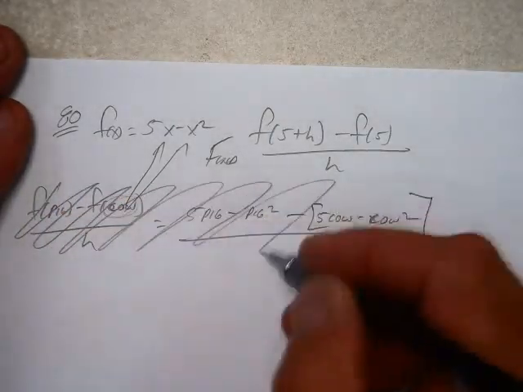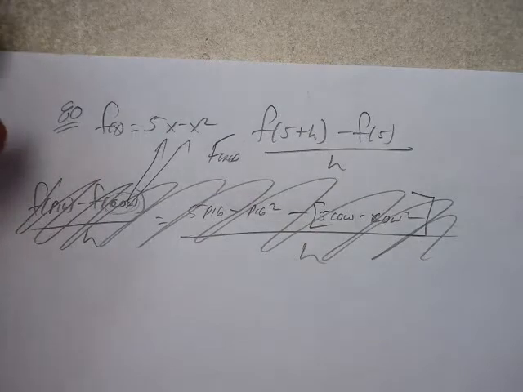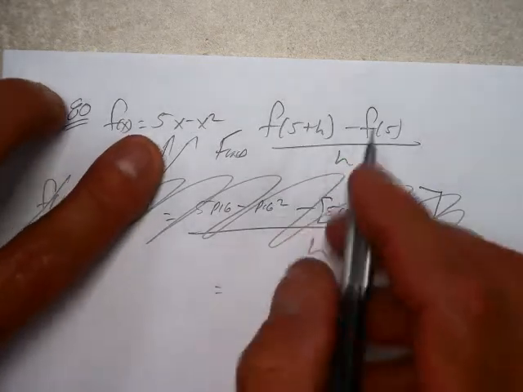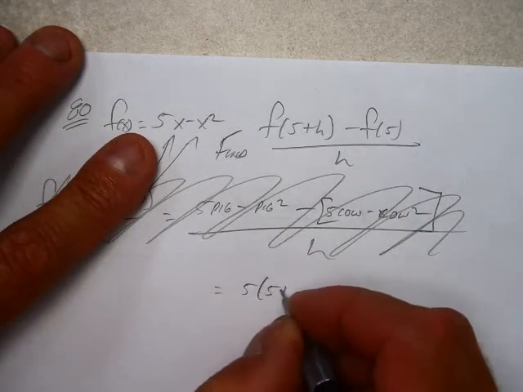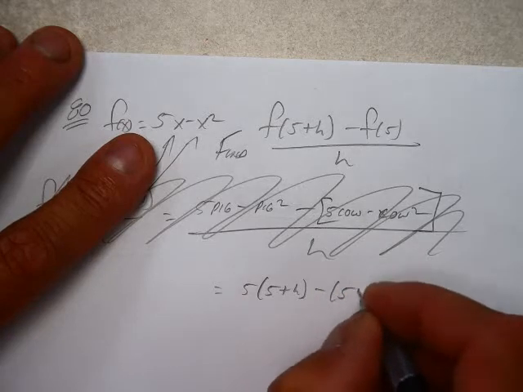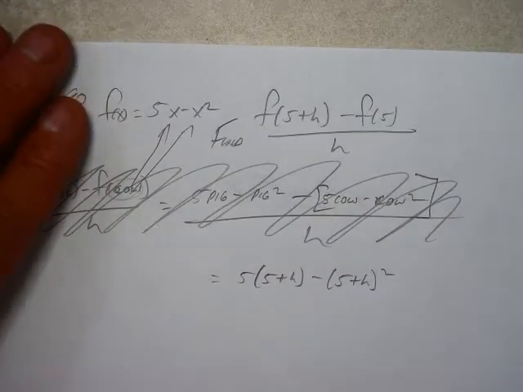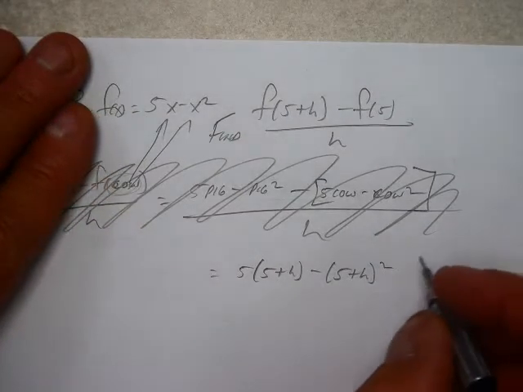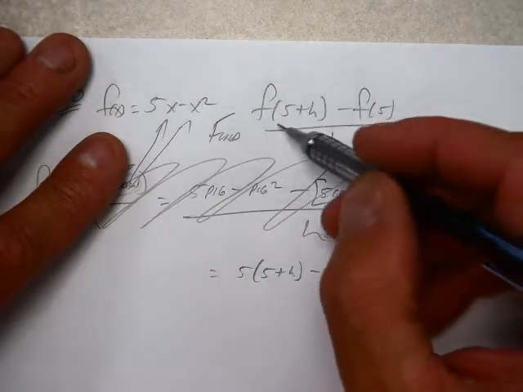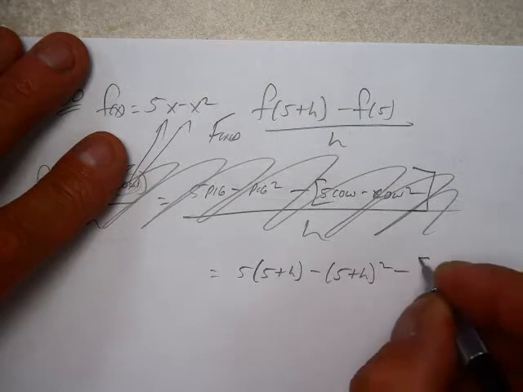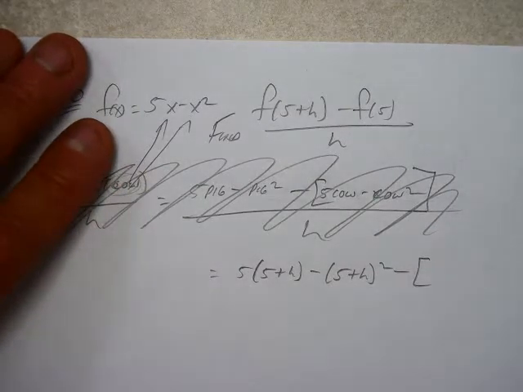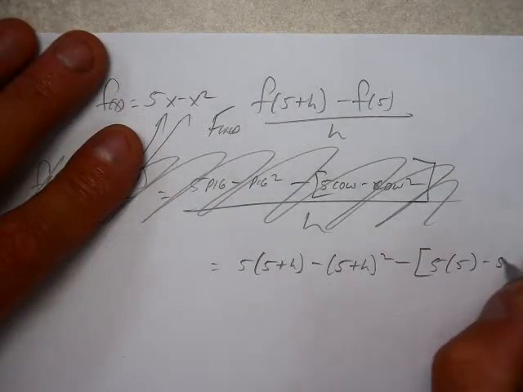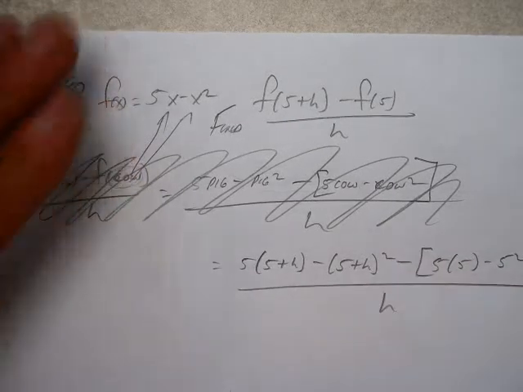Okay. So this one. f of 5 plus h, what do I do to find f of 5 plus h? Plug that in. So we have 5 times (5 plus h) minus (5 plus h) squared. This has huge implications for your future, this problem right here. Are we done yet? No, because all we've done is the 5 plus h part. Minus, and I'm going to put brackets around this next part. How do I find f of 5? Plug it in. 5 times 5 minus 5 squared, all over h.